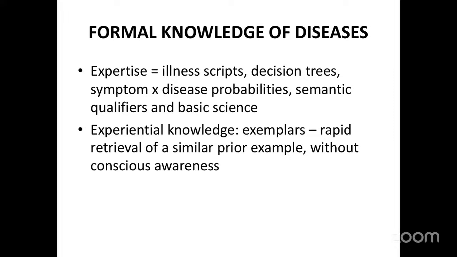adds to expertise. Symptom and disease probabilities. So this is the hypothesis. There's a probability that it could be a neurological problem or a musculoskeletal problem when a patient presents with lower limb weakness and pain, as I've explained earlier. So this is coming from what? The basic knowledge of the disease. Semantic qualifiers. I've explained semantic qualifiers. I've also explained basic sciences earlier. All these things put together, your understanding of them is what makes you an expert.